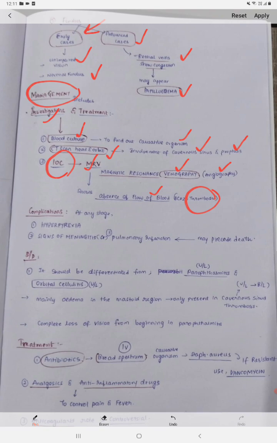There will be no flow of the blood. Absence of flow of blood. These are the main investigations you have to do. And before going to treat the condition, we need to know small points about the complications and the differential diagnosis.